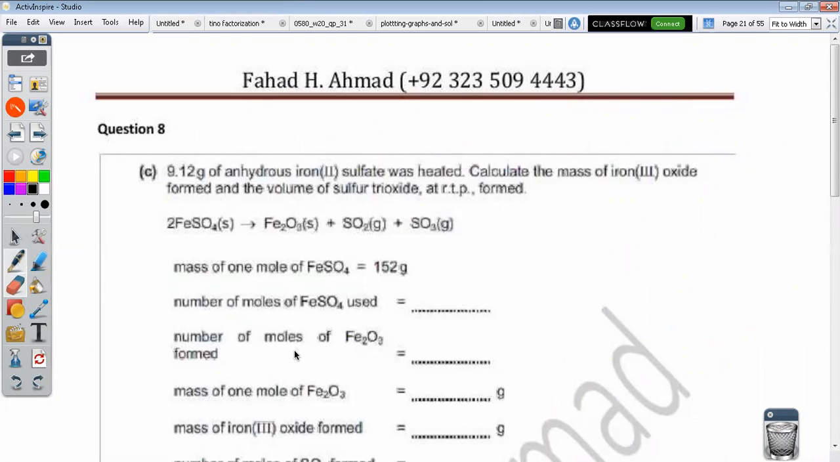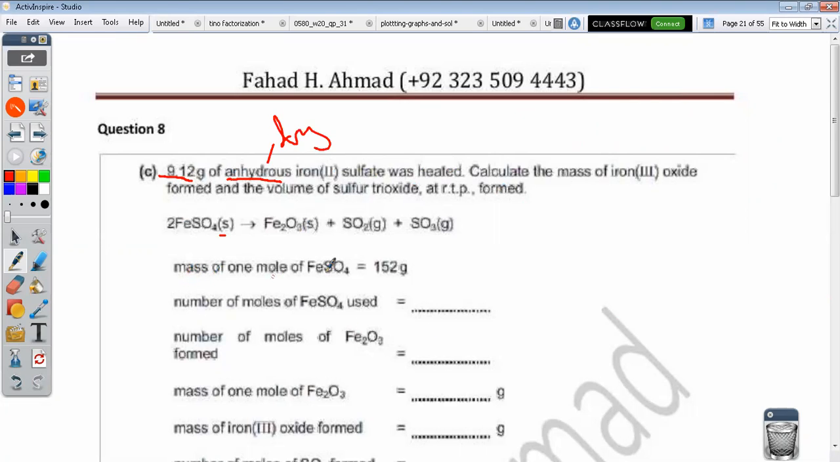Now, 9.12 grams of anhydrous iron sulfate was heated. Anhydrous means it doesn't have water. We talk dry. Clear? Was heated like this. Calculate the mass of the iron(II) oxide formed and the volume of gas formed. So let's do that slowly.